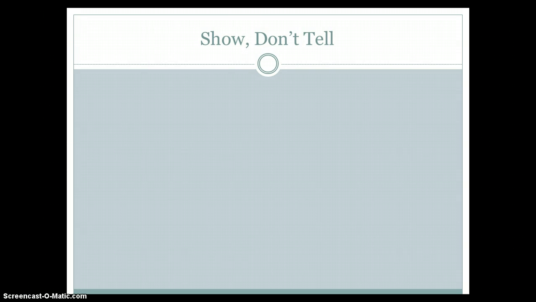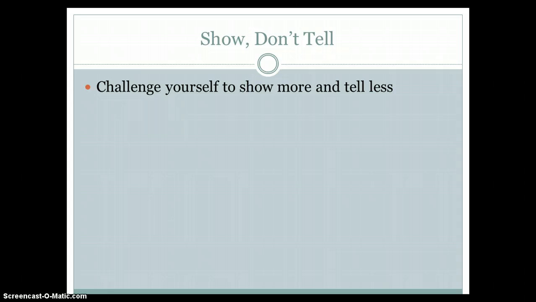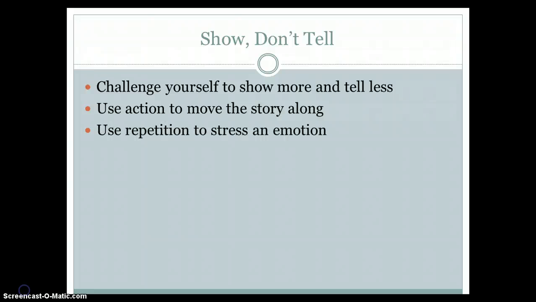Another important aspect of writing a short story is remembering to show, don't tell. Challenge yourself to show more and tell less. Use action to move your story along. Okay? Description is great, and we want a little bit of description, but we want action in our characters so that we can move the story from one scene to the next, from one place to the next, rather quickly, because we only have a maximum of 15 pages.